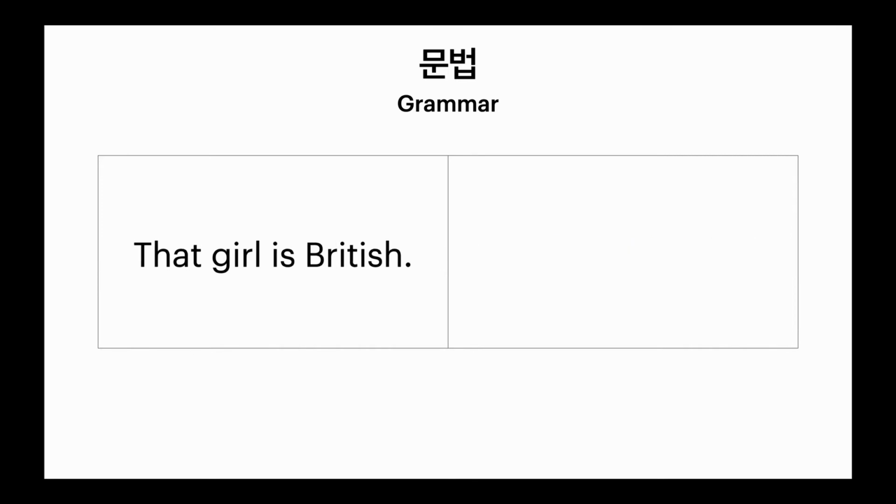Okay, go ahead and try this one on your own. That girl is British. That girl. 그 여자는 British person. 영국 사람 is 이에요. 그 여자는 영국 사람이에요.